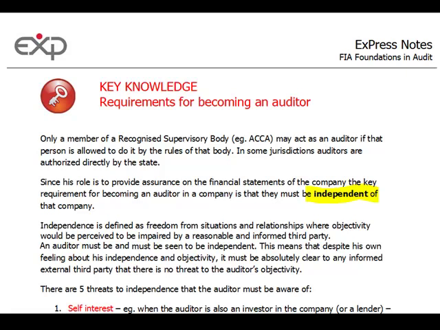Now you see the definition on the screen. Independence is freedom from situations where objectivity would be perceived to be impaired by a reasonable and informed third party. So independence is all about maintaining objectivity.